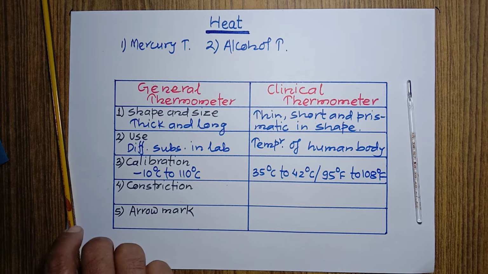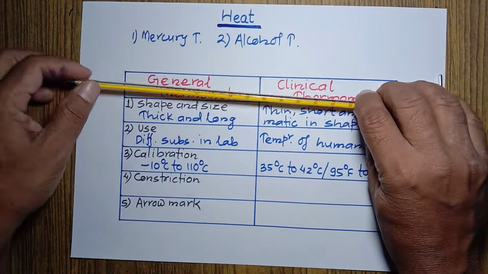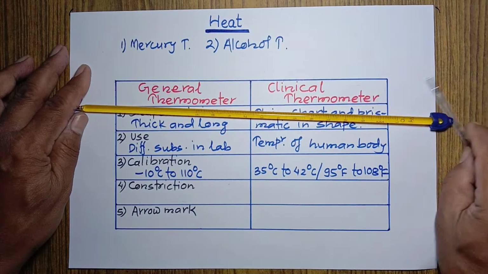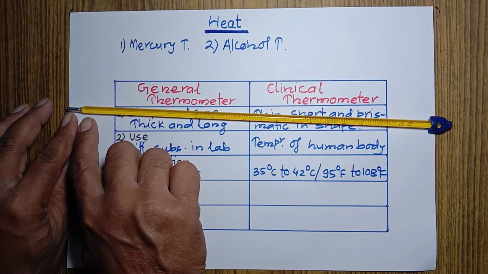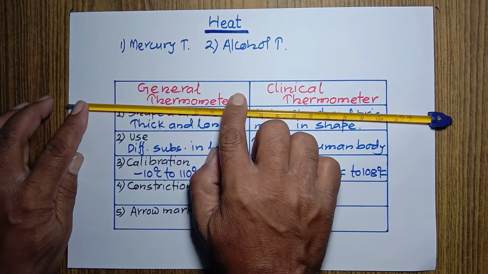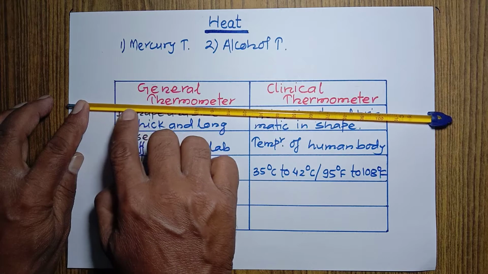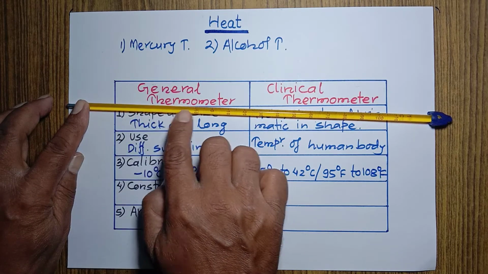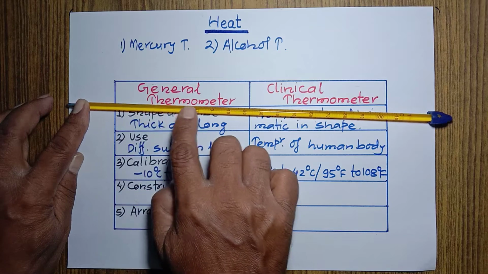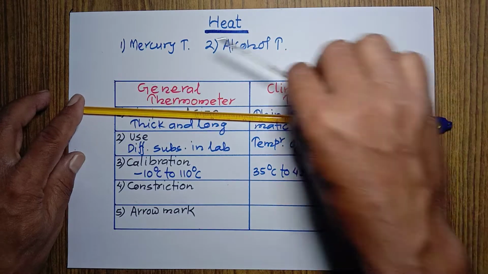What is it? Constriction means there's no constriction at all here. There is no constriction above the glass ball. The capillary is seen here. There's no constriction, no curve, no marking, and nothing is there. There's no constriction.